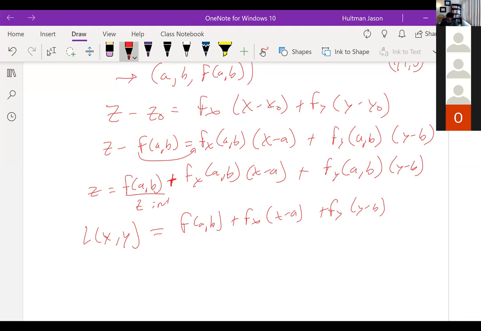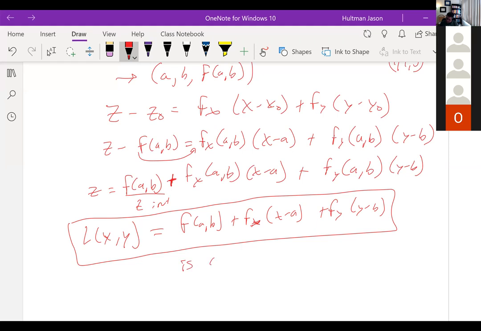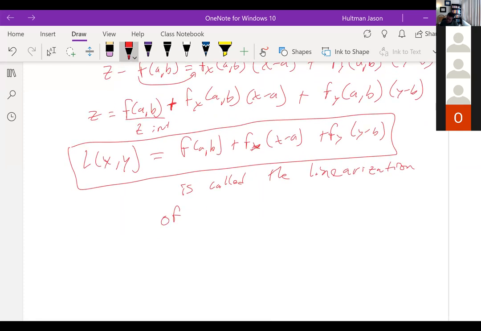Okay, to abbreviate it, this is called the linearization of f of xy at AB. So we've made it a linear graph in the fact that the trajectory is along the tangent plane now instead of the original function. So this is an approximation to the original function near AB. It's a good approximation.